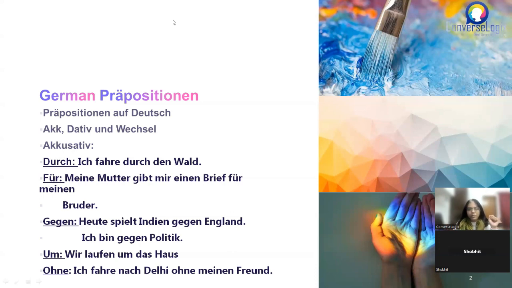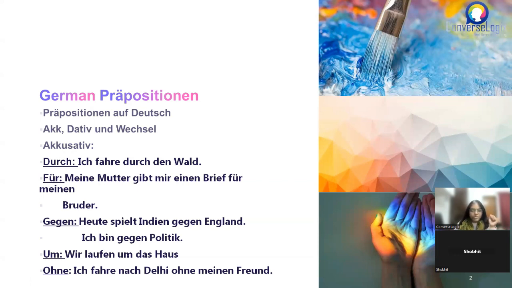So what is important for me? What am I following after durch? So I know the meaning of durch, and I need to know the article I'm following here. It should be as per the accusative. Second preposition we have is für. Meine Mutter gibt mir einen Brief für meinen Bruder. Okay, so für, because it's an accusative preposition, we are following meinen Bruder. In that accusative case, the masculine der becomes den. Ein becomes einen. Mein becomes meinen.